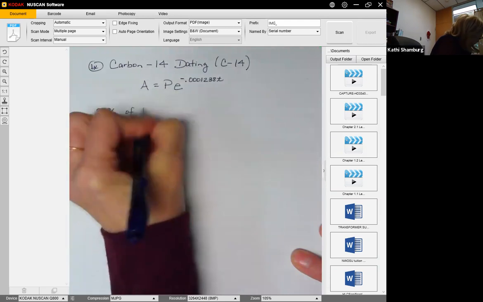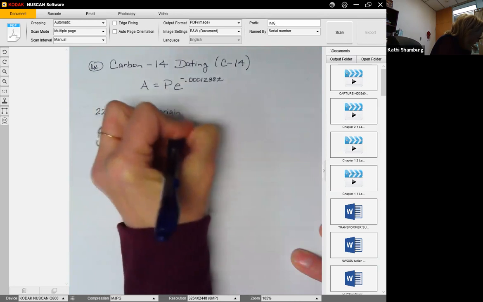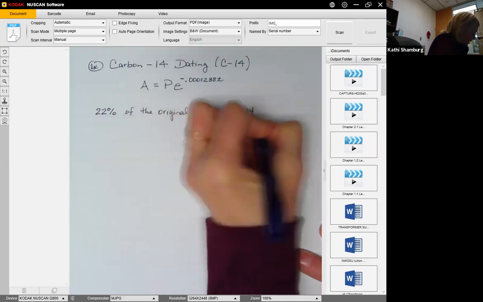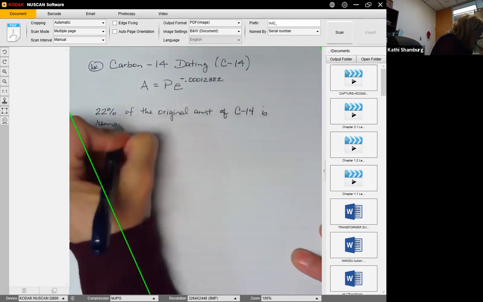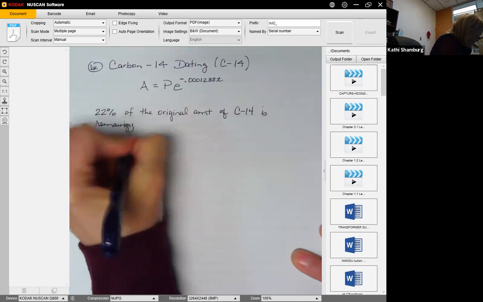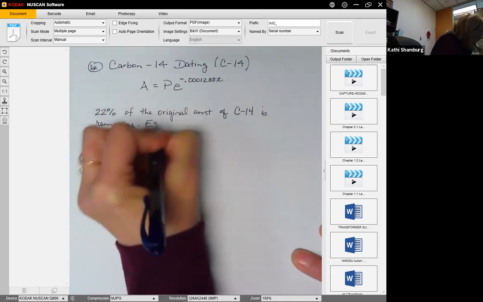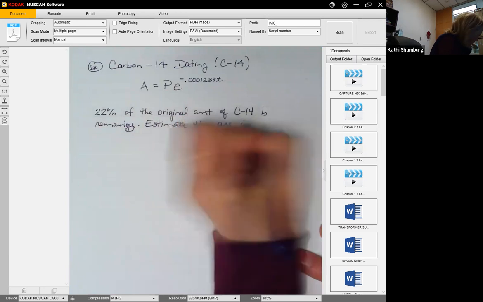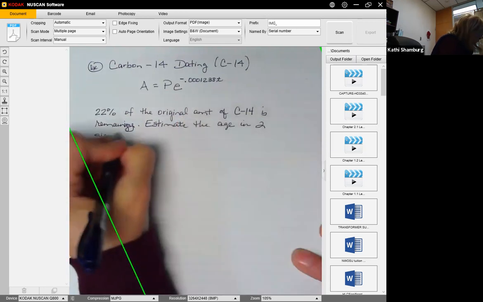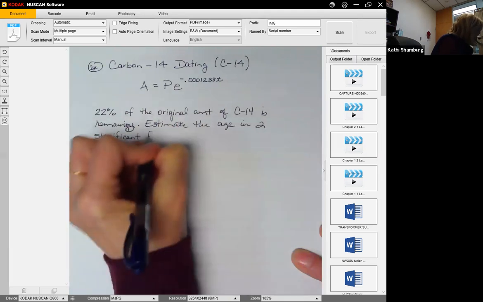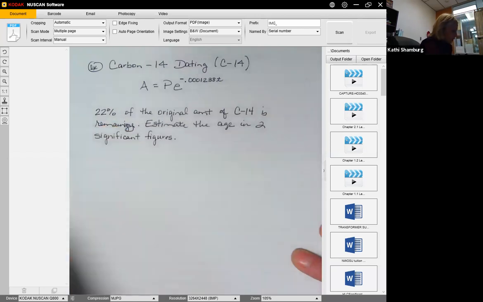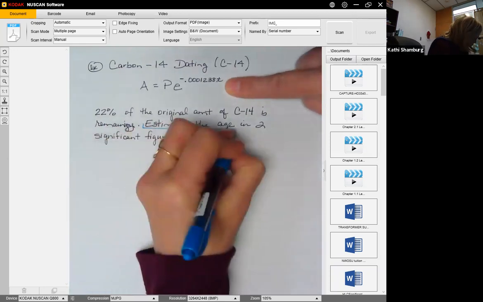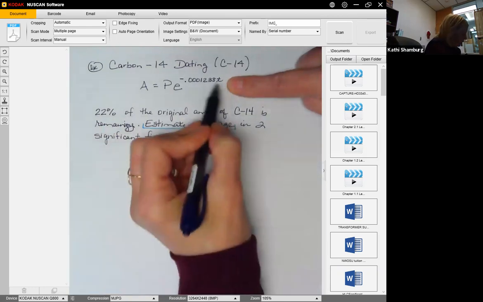22% of the original amount of C14 is remaining. Estimate the age in two significant figures. Now I'll explain what that is at our final answer. All right. Okay, so we're going to apply this right here. Estimate the age. So what we don't know is t. So the unknown is t.